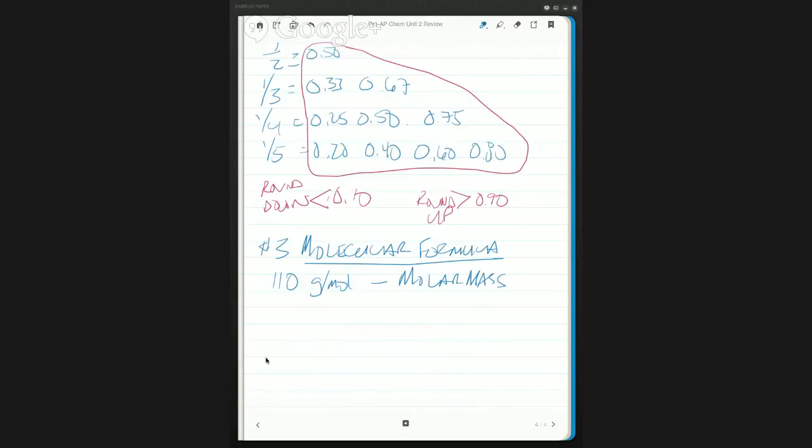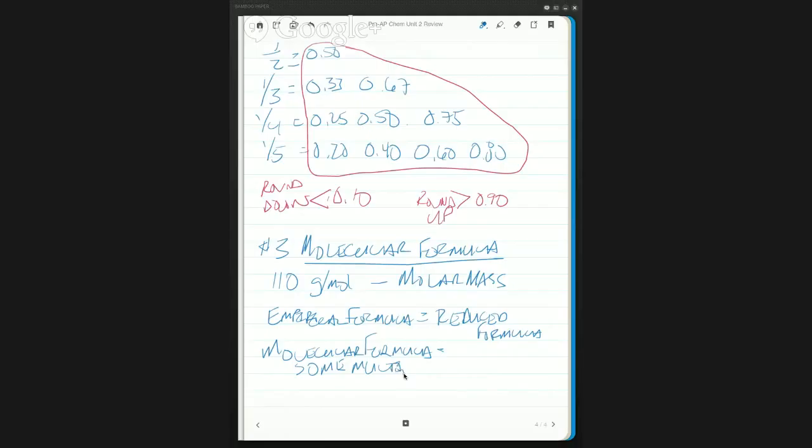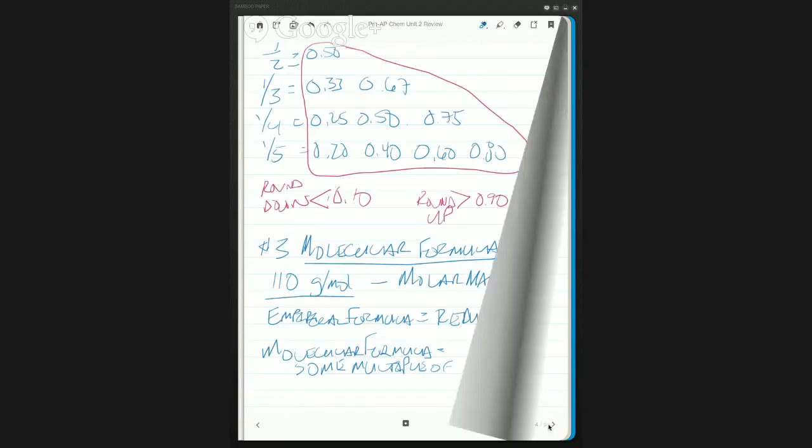Okay, so this is what you have to know about empirical formula versus molecular formula. The empirical formula is the reduced formula. Okay, the molecular formula is some multiple of the empirical. I'll just abbreviate empirical formula. Okay, so before we solve for the 110 grams, let me give you guys an example.